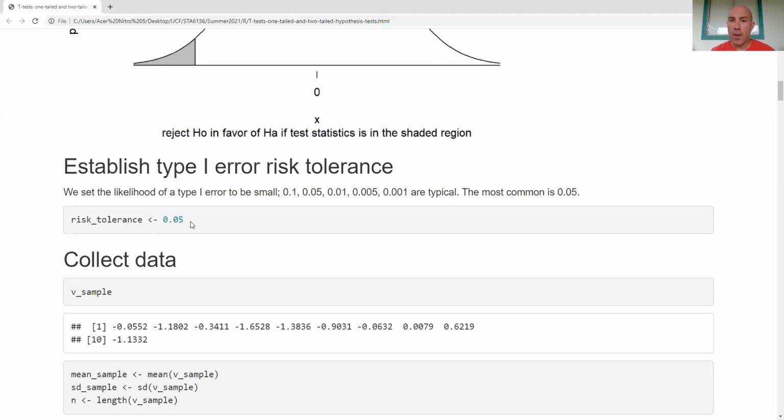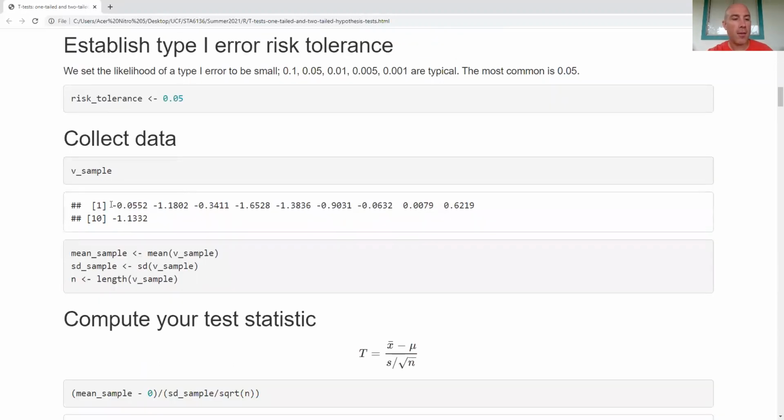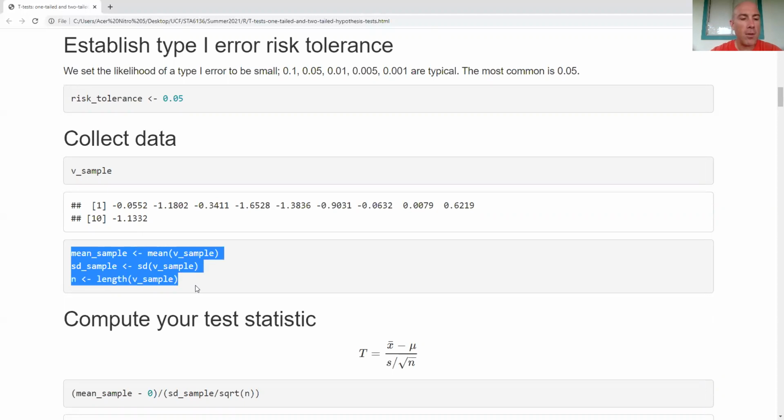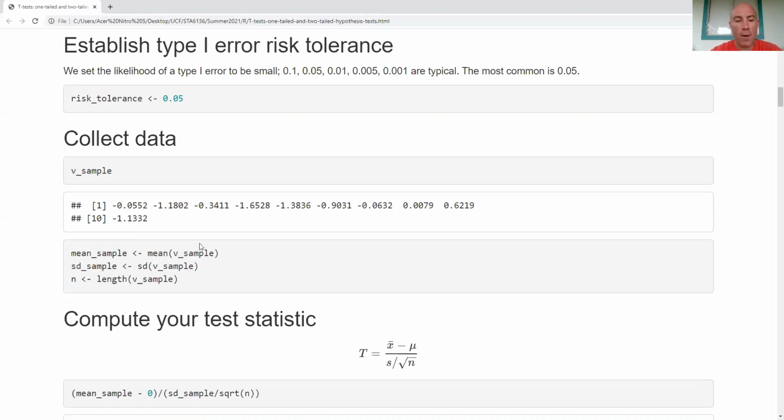All right, so now in real life, at this point, I would go out and I would collect my data. And so let's just say that this is my data. Well, in my test statistic, I'm going to need sample average, I'm going to need sample standard deviation, and I'm going to need the number of observations. So I'm going to get the mean, standard deviation, and the length computed off of this.